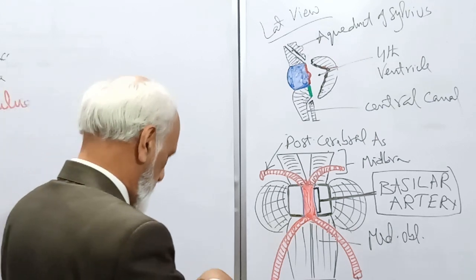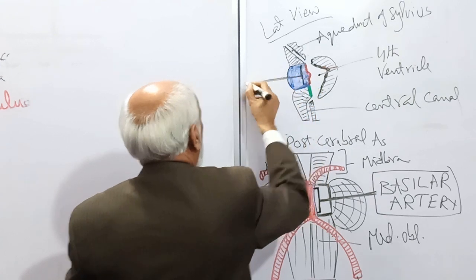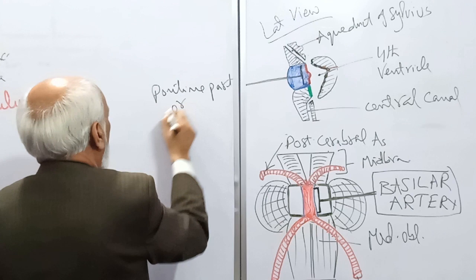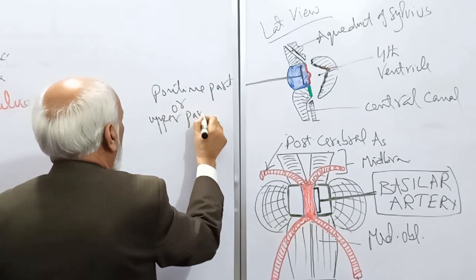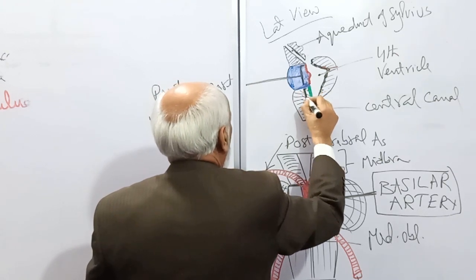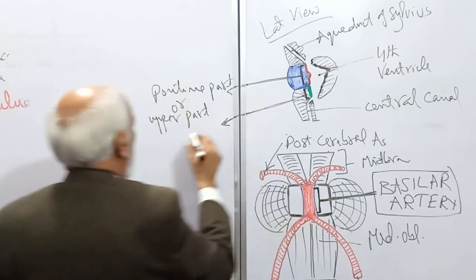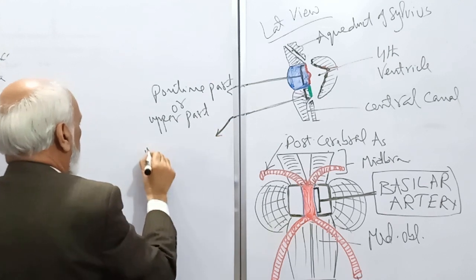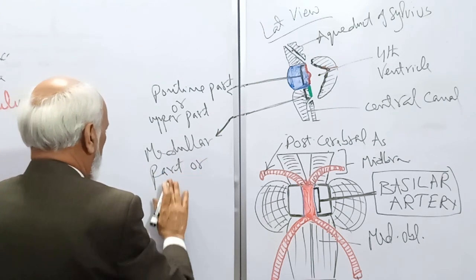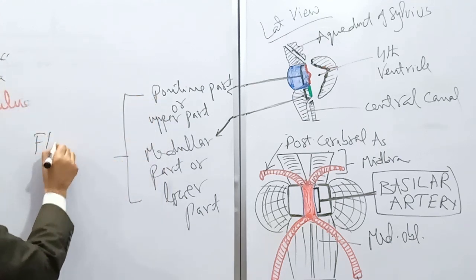So here you can see now that this red one is the pontine part or upper part, while this green one is the medullary part or lower part of the floor of the fourth ventricle.